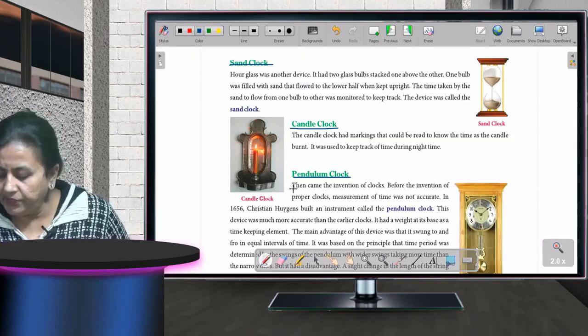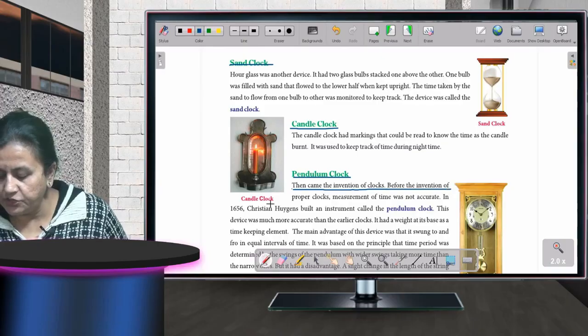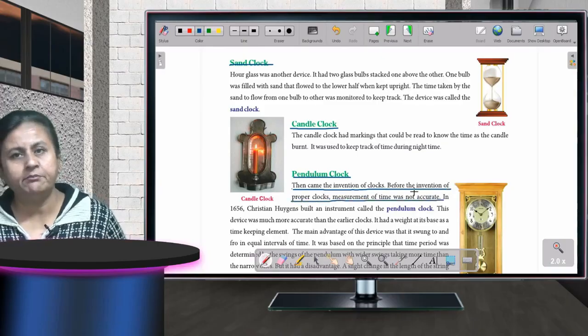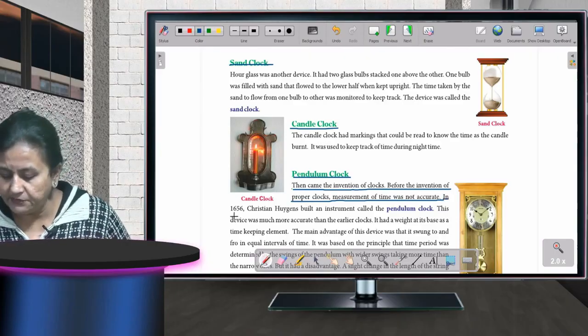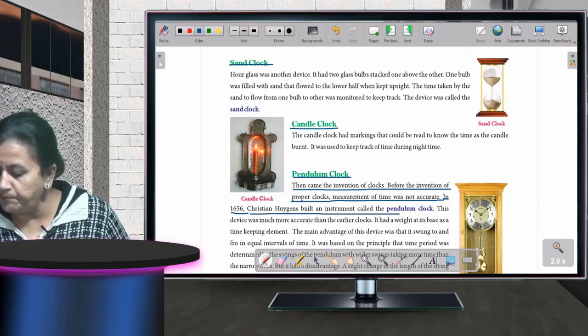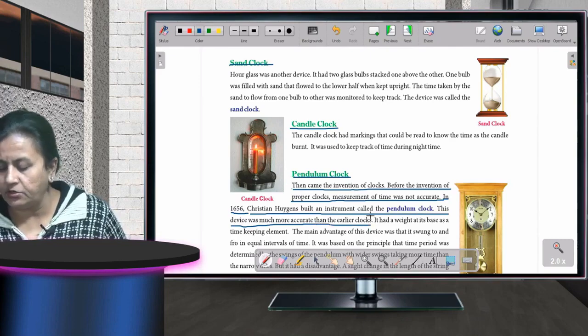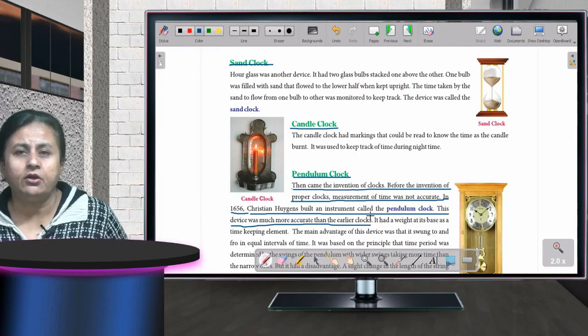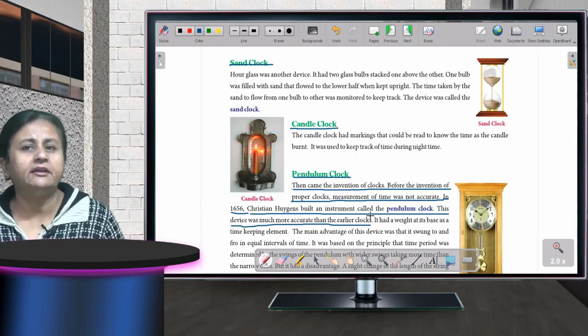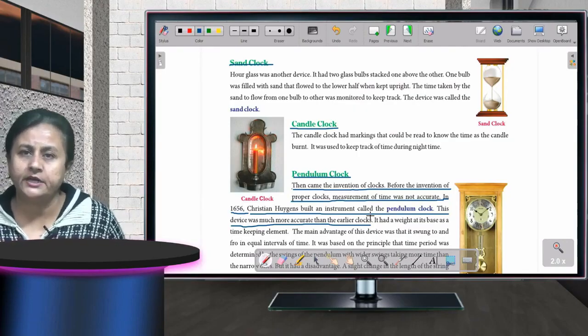I'll read out for you. Then came the invention of clock. Before the invention of proper clock, measurement of time was not accurate. Sometimes it used to be early, sometimes it used to be late. But in 1656, Christian Huygens built an instrument called the pendulum clock. This device was much more accurate than the earlier clocks. Earlier clocks like water clock, sand clock and candle clock, they used to tell the time, but the duration was not always correct and accurate.